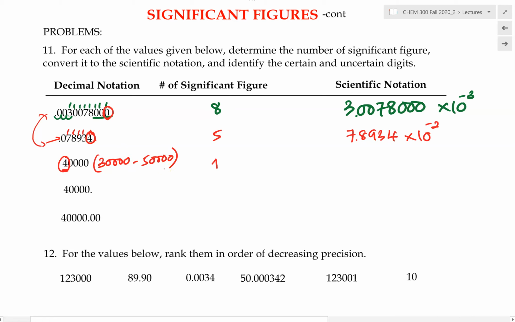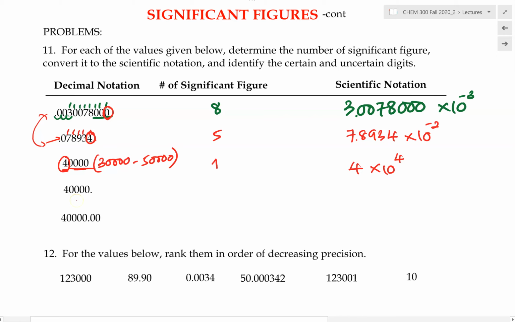So that's the meaning of this value right here. And because it can vary so much, this is why it is referred to as an ambiguous value and has 1 significant figure in it. And when we convert this into scientific notation, it equals 4 times 10 to the 4. And again, we are not carrying this 0 over, because these 0s are not significant.